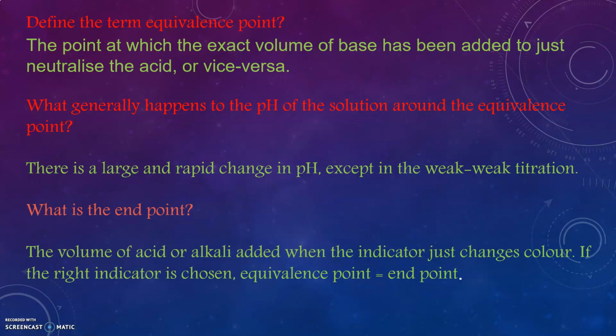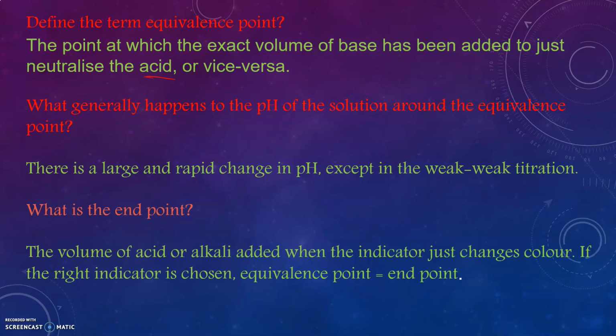Okay, now what is an equivalent point? What does the term equivalent point mean? The equivalent point means the point in which an exact volume of base has been added to just neutralize the acid, or vice versa. If you're adding a base to an acid, it's the exact volume of base that you added just to neutralize that acid. And if you're adding the acid to base, it's the exact volume of acid added to neutralize the base.